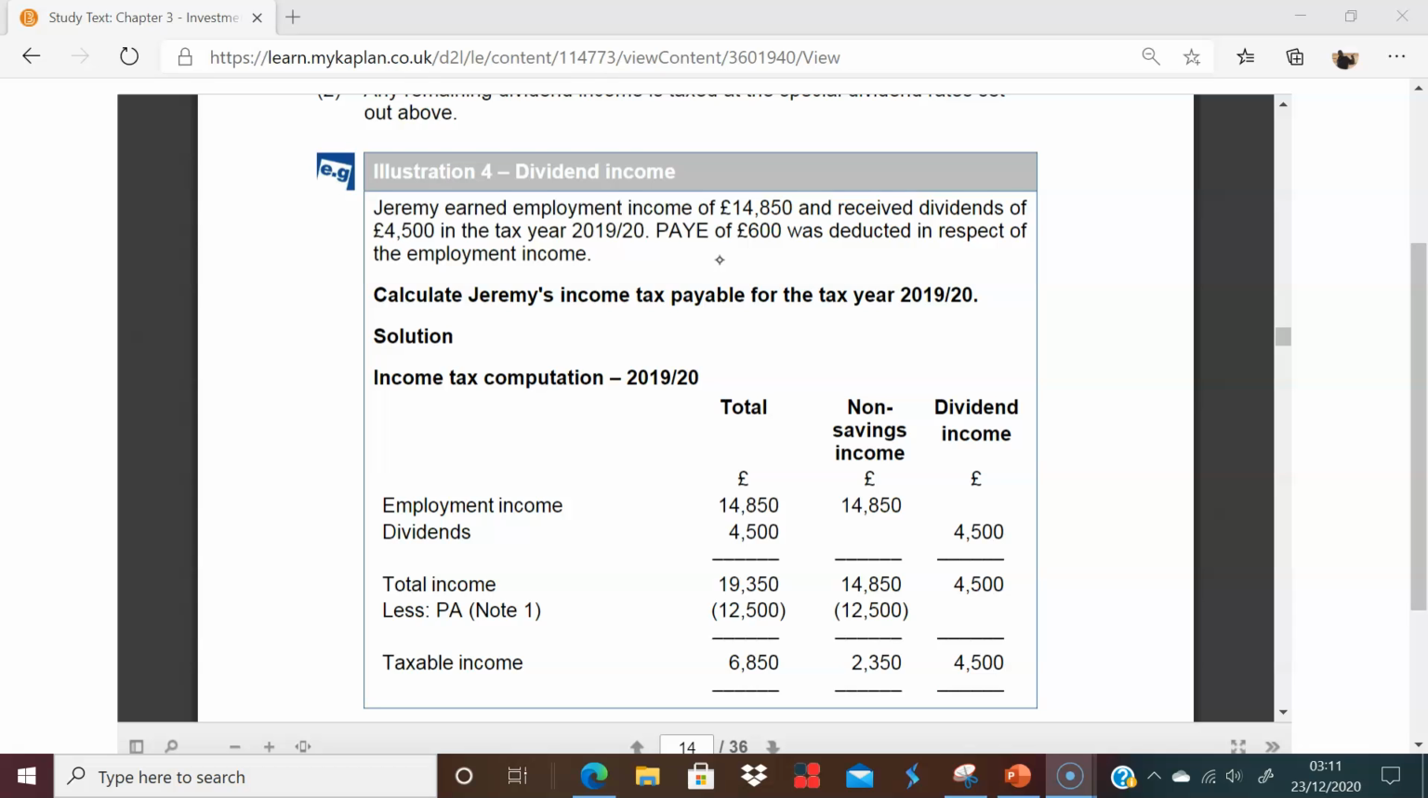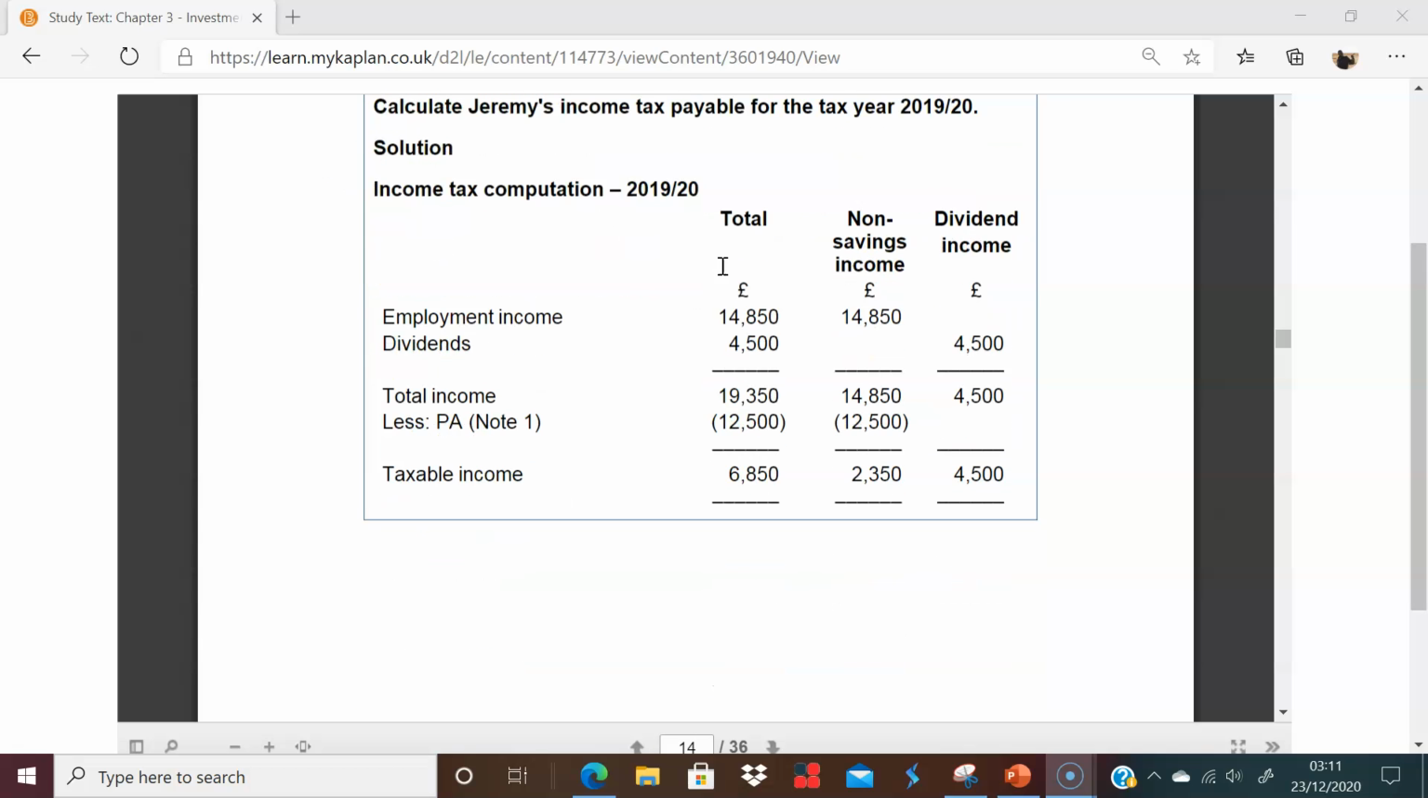Interesting. I was looking for one where they gave you all three lines, so you can start doing all of that together. But here you have a simple scenario where you have employment income of 14 and dividend of 5. So this is an interesting one. Initially, it seems tempting to think, right, 14 and 5. Okay, I'm going to give the person the personal allowance, of course, of 12. So I have 2350 and 4500.